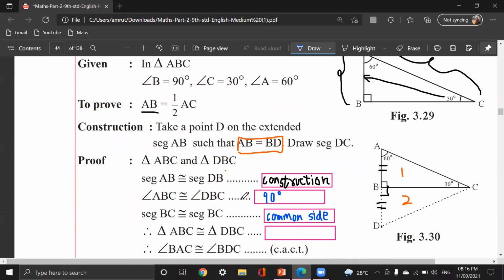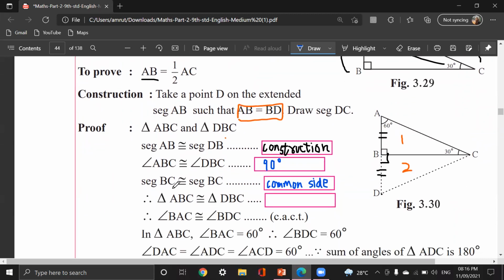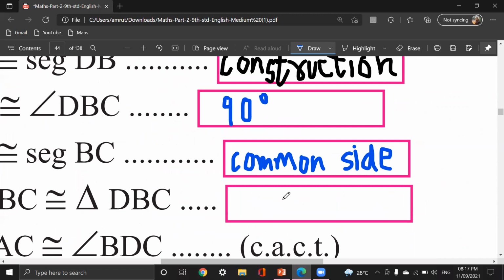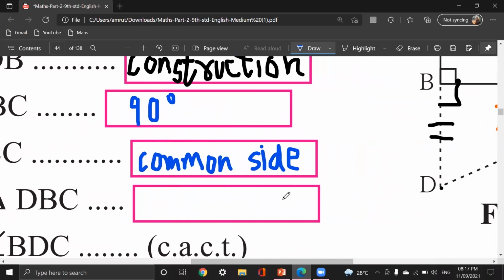When we have three parameters common, one angle is 90 degree and we have two segments common, automatically both the triangles become congruent to each other. So by which test do they become congruent? Obviously, when we have a 90-degree angle and two congruent sides, it is by the hypotenuse side test. So the reason will be hypotenuse side test. Okay, I'll write down here.